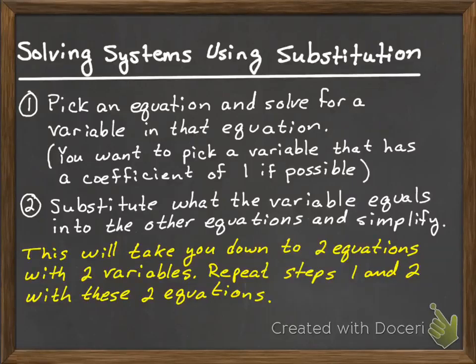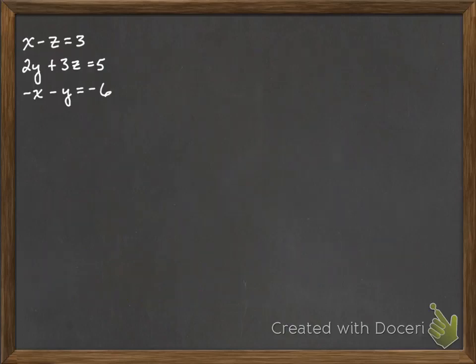All right, so in solving systems of equations using substitution, the very first thing you want to do is pick one of your equations and solve for a variable that is in the equation. The easiest one to do would be the variable that has 1 as a coefficient, if that is possible. Sometimes it is not. So let's take a look at our first problem here.